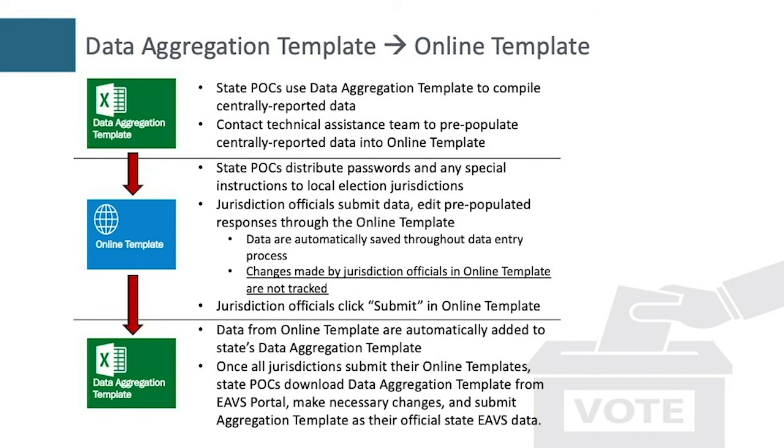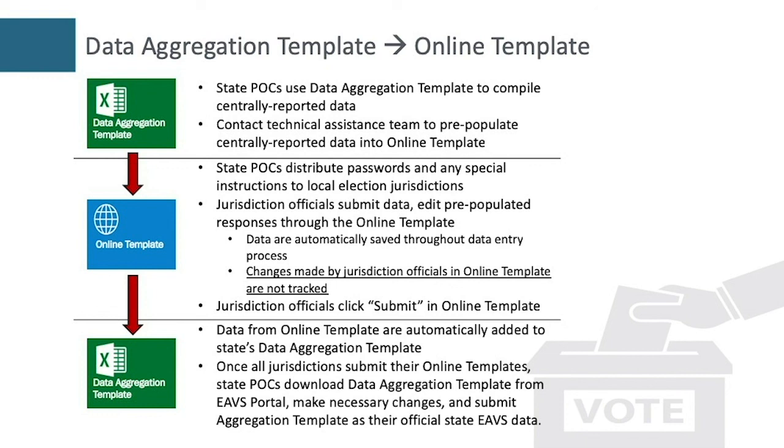So that is the process of using the EAVS project portal to manage your state's data submission for the 2018 survey. We've discussed how to open documents and edit them, how to submit them through the project portal, and how to transfer data back and forth between the online template and the Excel template to help you gather your state's EAVS data.